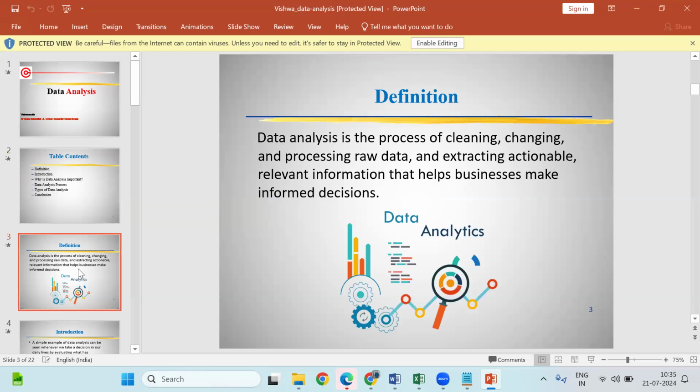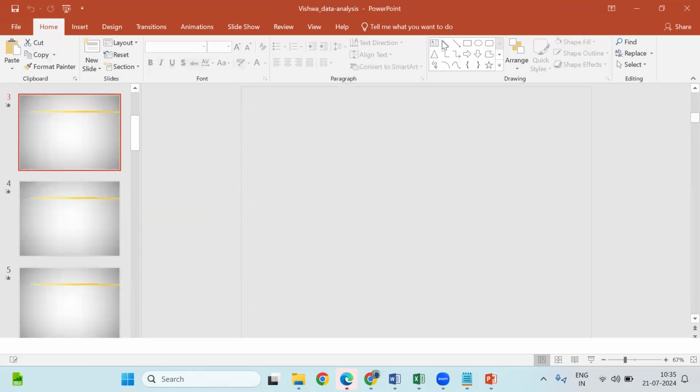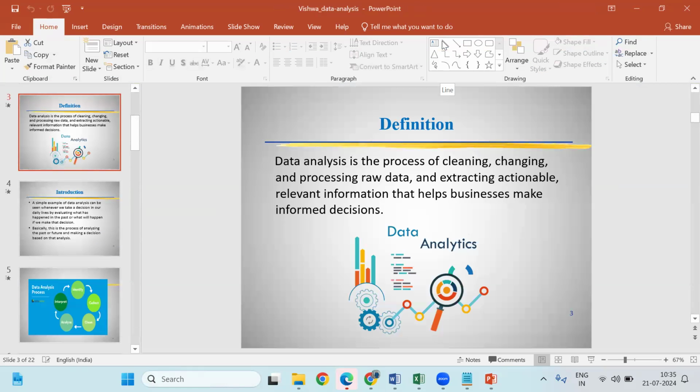What is the definition? First thing, data analysis is a process of cleaning, changing, and processing raw data, and also extracting actionable, relevant information. So this is what data analysis is. I think Jyoti Krishna is working in the stock market. He should collect the data, analyze it, clean it, manipulate it, and do data wrangling and also data mining. So this kind of concept is called data analysis, right?